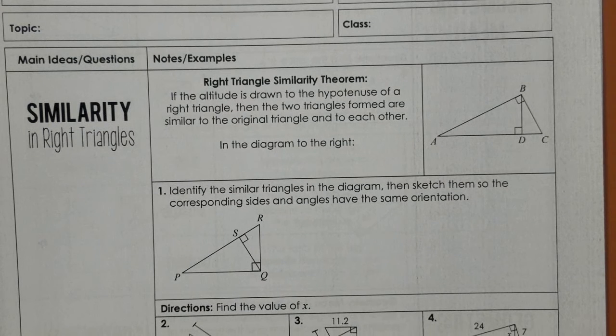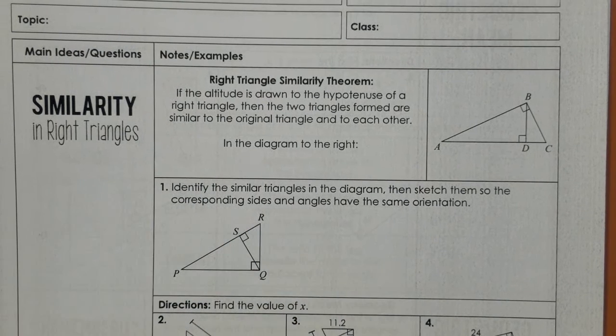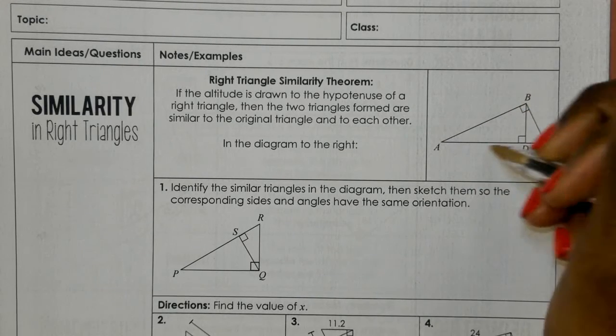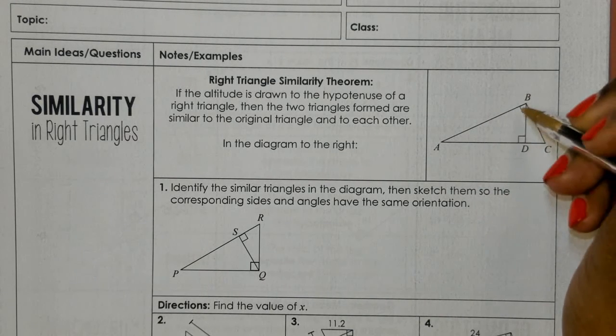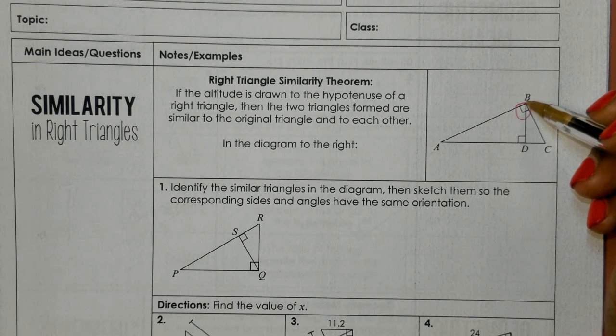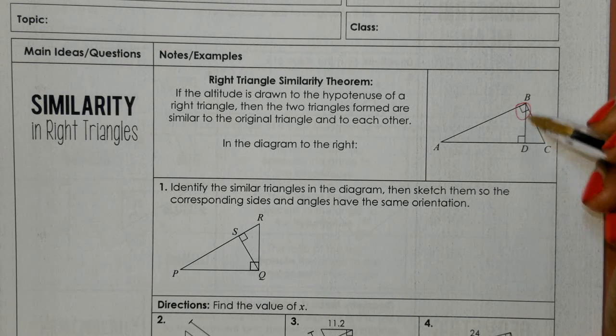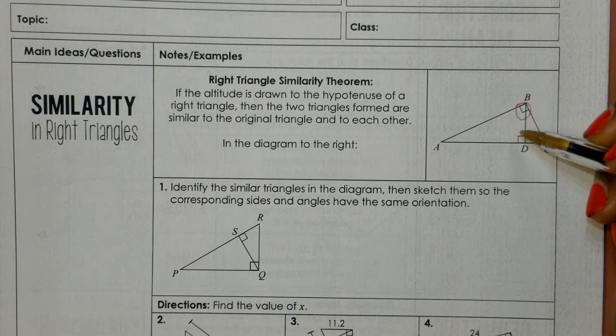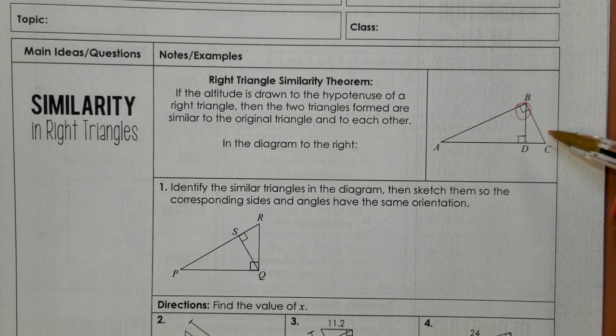Okay, this one is on similarity in right triangles. So all right triangles, if we have a right triangle, the outside triangle is a right triangle, because we have this 90-degree angle here. If we draw in the altitude, which is from the right angle to the other side perpendicular, so it creates another right angle, then all three of the triangles created are similar to each other. Okay, so they're similar by angle.